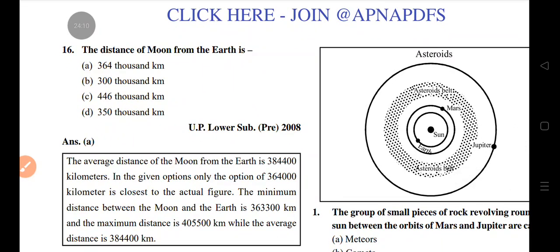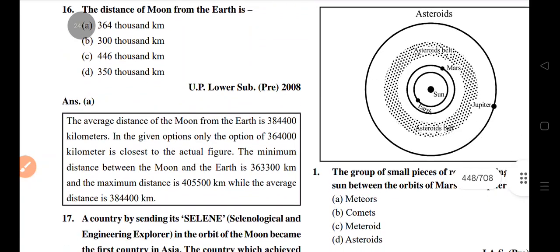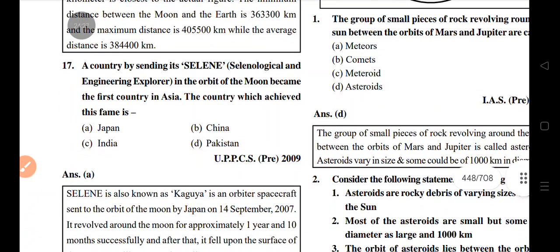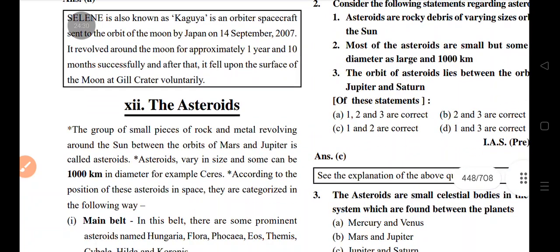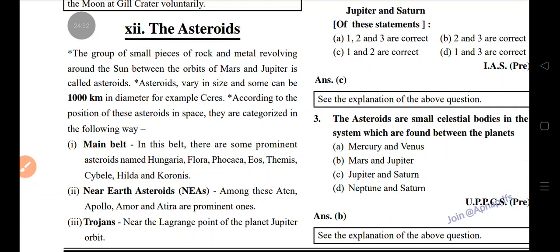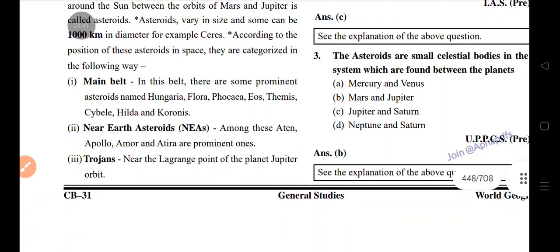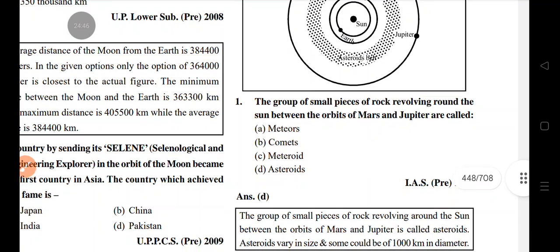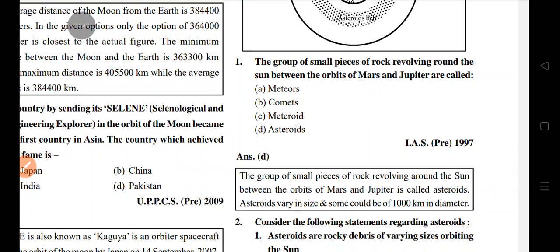Distance of moon from Earth: 364,000 kilometers. Selenological engineering explorer in orbit of the moon: Japan became the first country in Asia. The asteroid main belt is a group of small pieces of rock and metal revolving around the sun between the orbit of Mars and Jupiter. Trojans. Group of small pieces between Mars and Jupiter: asteroids.